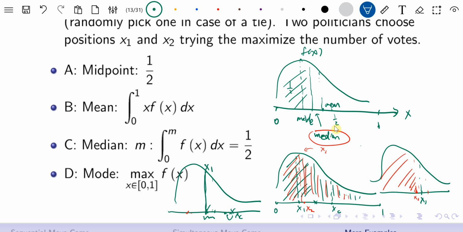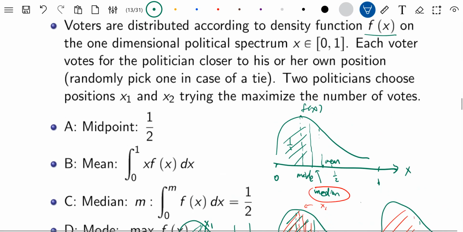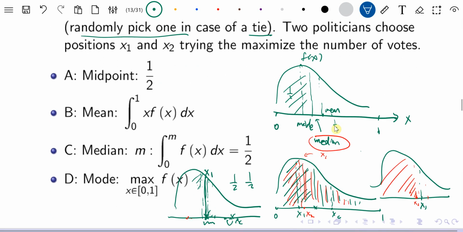If x1 is here, let's see what x2 can do. If x2 is slightly on the left, then they will share, and x2 will get a little bit less than half the votes. So x2 does not want that. And if x2 is slightly on the right, then for the same reason, x2 will get slightly less than half of the votes again. So x2 must be standing right on top of x1, at the same position. In that case they will both get half of the votes, because there will be a tie, everyone will be at equal distance to x1 and x2, so everyone will pick randomly. So x1 will get half of the votes, and x2 will also get half of the votes.